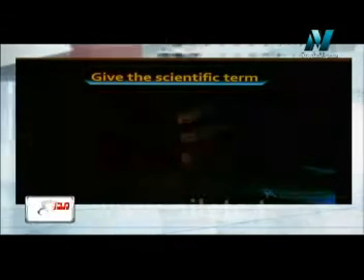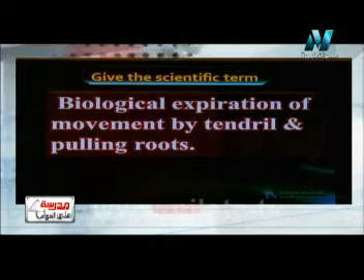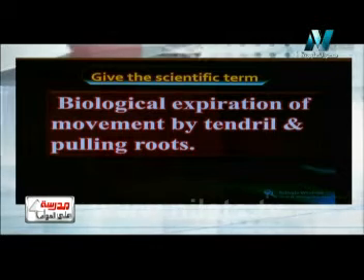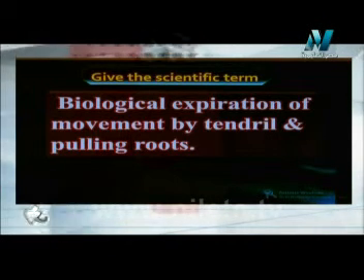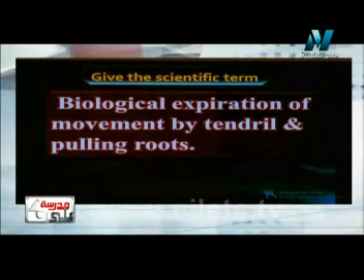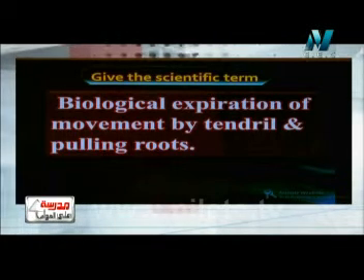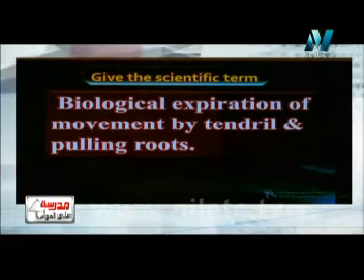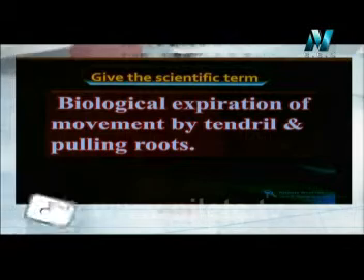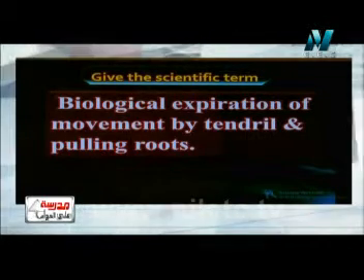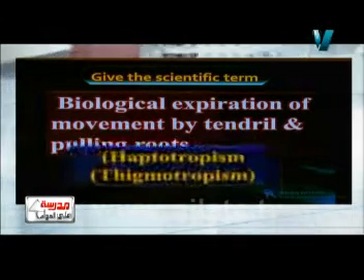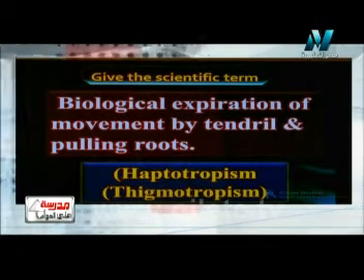The next. Biological expression of movement by tendrils and pollen roots, that act as a kind of movement in biology, by tendrils in the pea plant, for example, and by roots in bulbs. Of course, that is haptotropism or thigmotropism.